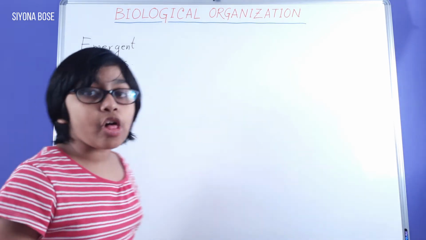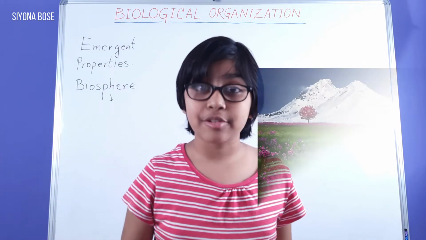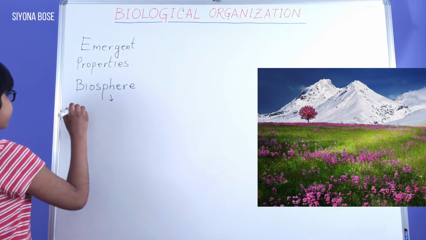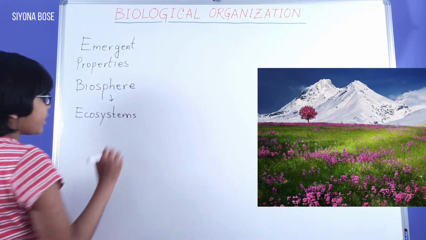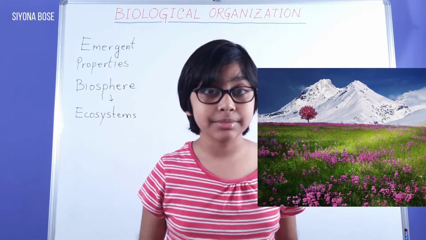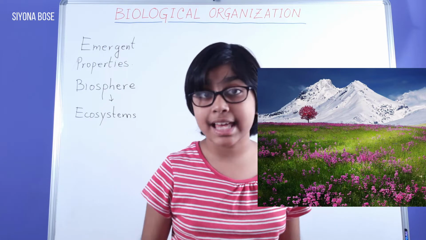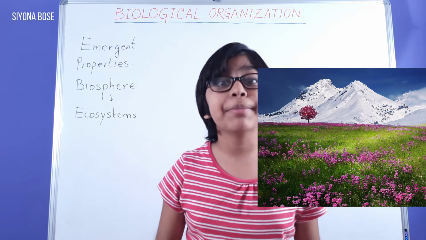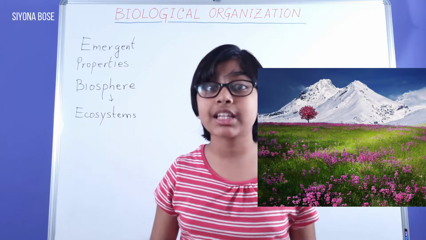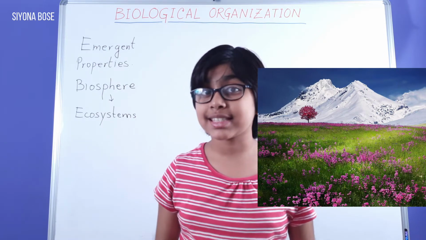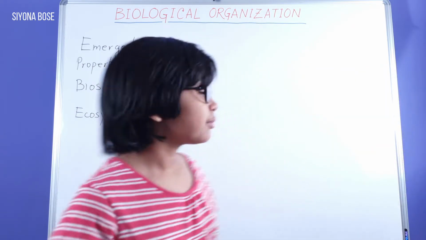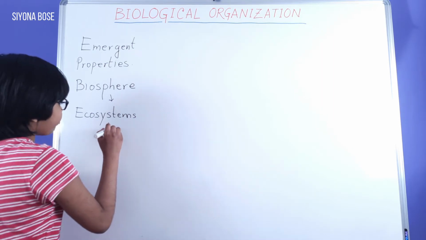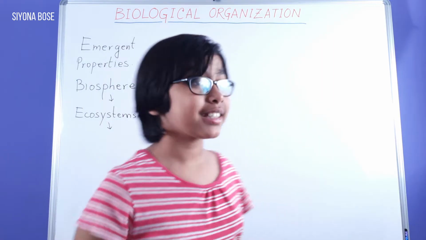Moving on to our next scale after biosphere, which is ecosystems. Ecosystems consist of all the organisms living in a specific area. They can be plants, they can be animals, etc. It also consists of the abiotic components, which means the non-living components with which life interacts, like soil, water, air, and light. Moving on to our next scale, which is communities.